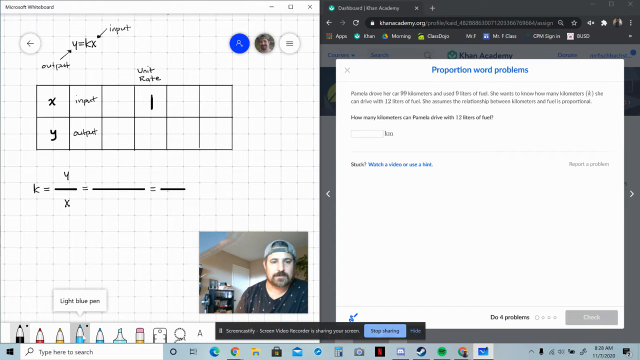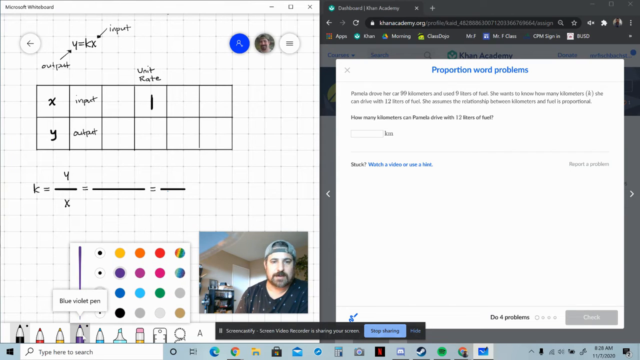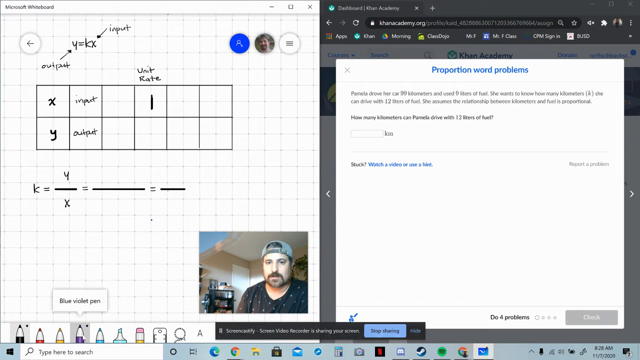So let's go through and fill this out and see how it looks, all right? The first thing I would do here is think about what my categories are going to be. And just like miles per gallon, the distance is going to go on top, and the liters of fuel are going to go on bottom. So I'm going to put kilometers on top. I don't want to confuse you guys with K, so I'm going to write kilometers. Okay, so you've got kilometers on top and liters of fuel on bottom.